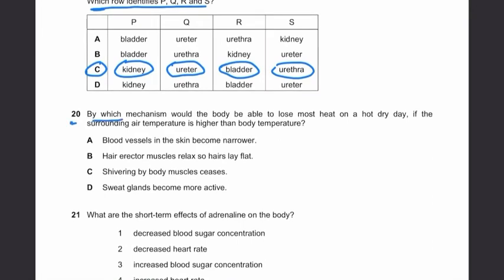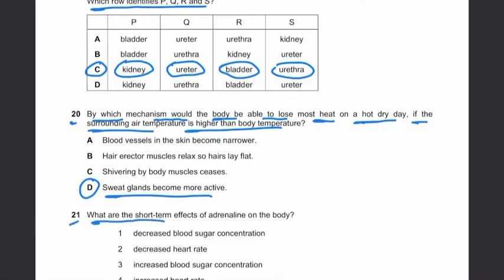Let's move on to MCQ number 20. By which mechanism would the body be able to lose most heat on a hot, dry day if the surrounding air temperature is higher than the body temperature? So guys, if a person wants to lose heat on a very hot day, the person should produce more sweat. The sweat glands will become more active, secreting more sweat, and as the sweat evaporates, the heat will be lost from the body on a very hot, dry day.